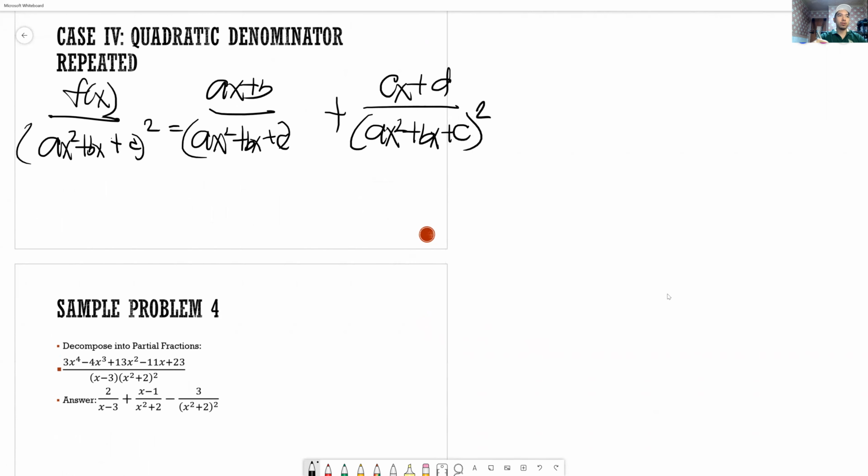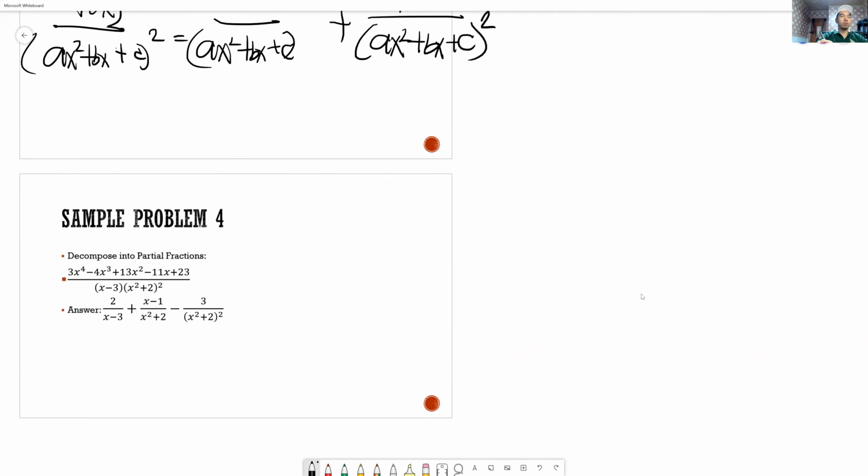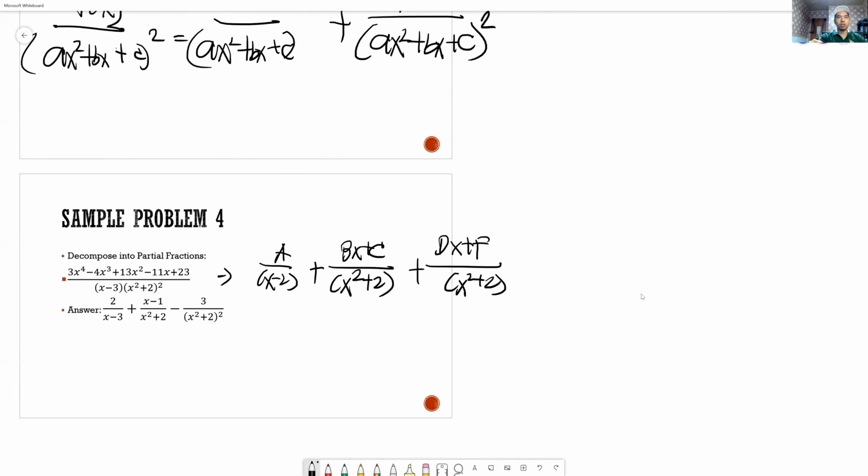So we have here this one. So we'll need to decompose this first. So this would be, so 1 linear and then 2 quadratic that is repeated. So that would be a over x minus 3 plus bx plus c over x squared plus 2 plus dx plus f over x squared plus 2 quantity squared.